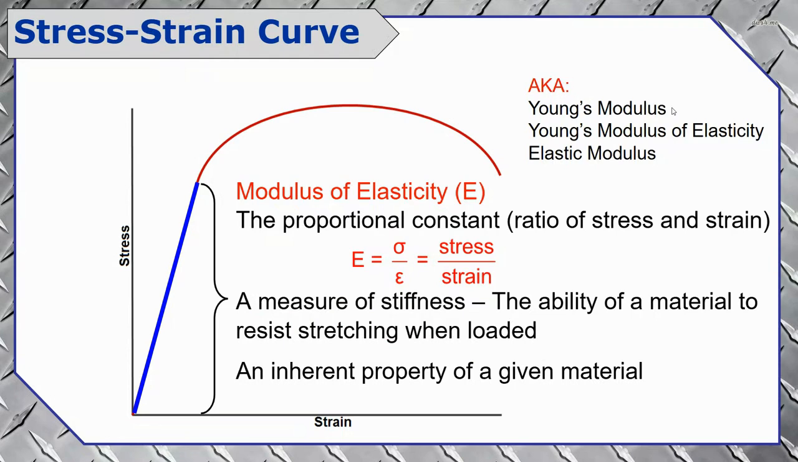Within the elastic region, we can determine the material's modulus of elasticity. This is a really key property about a material. It tells us how much it will deform under different types of loads. The modulus of elasticity is equal to the stress divided by the strain at any given point along this line.